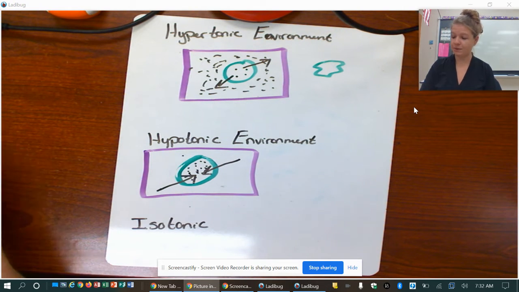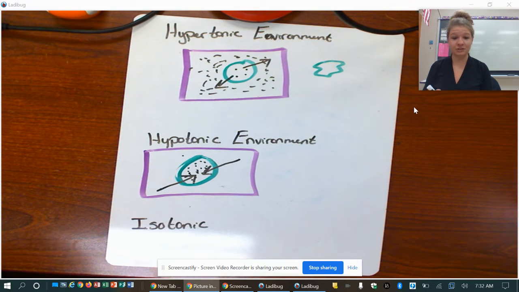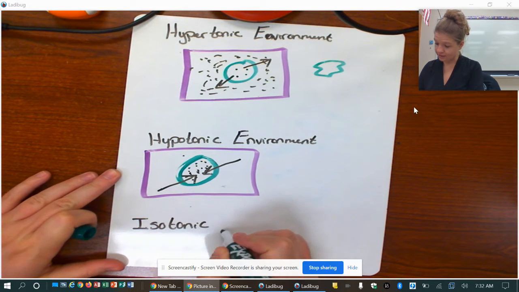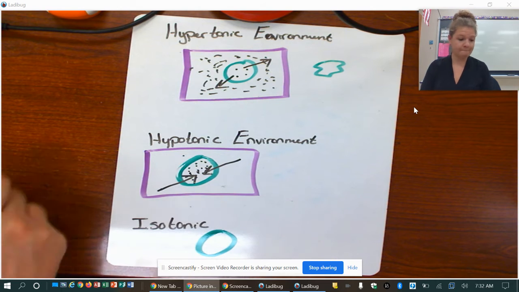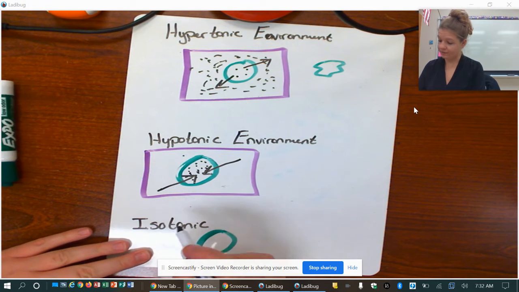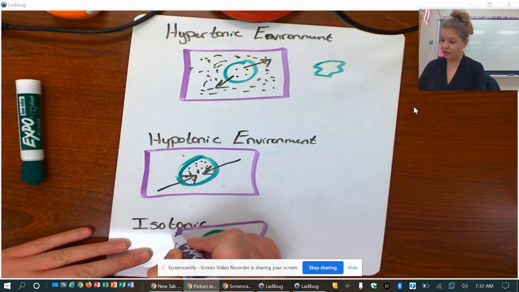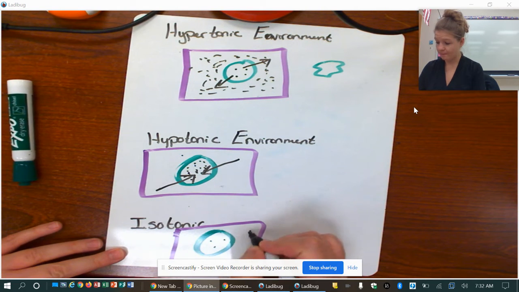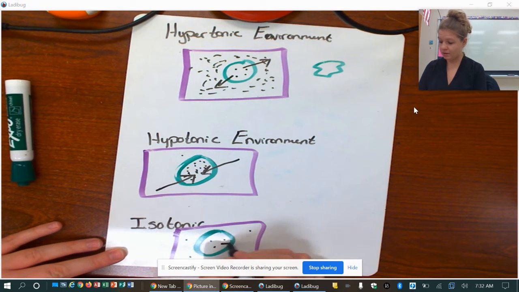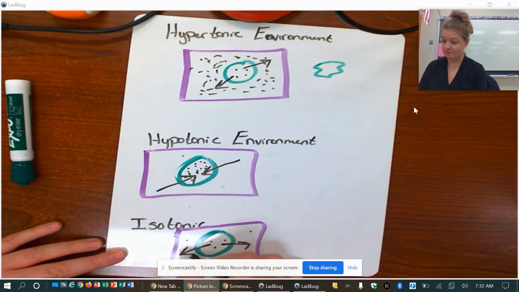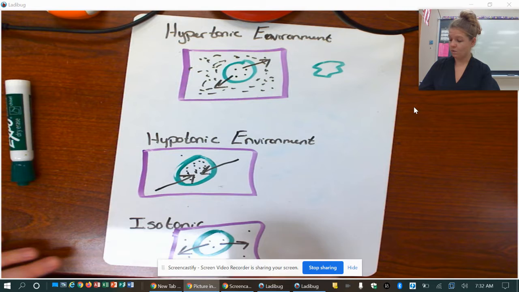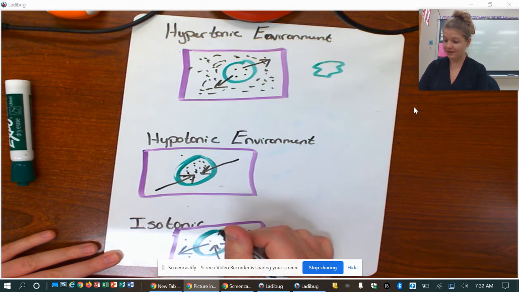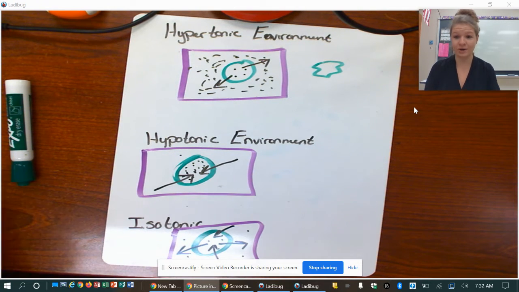For an isotonic solution, that's when life's good, right? So isotonic, you have your cell, you have your environment, and they are equally concentrated. Remember, there's still movement, but there is no net movement, that dynamic equilibrium. Water is going into and out of the cell at the same rate.